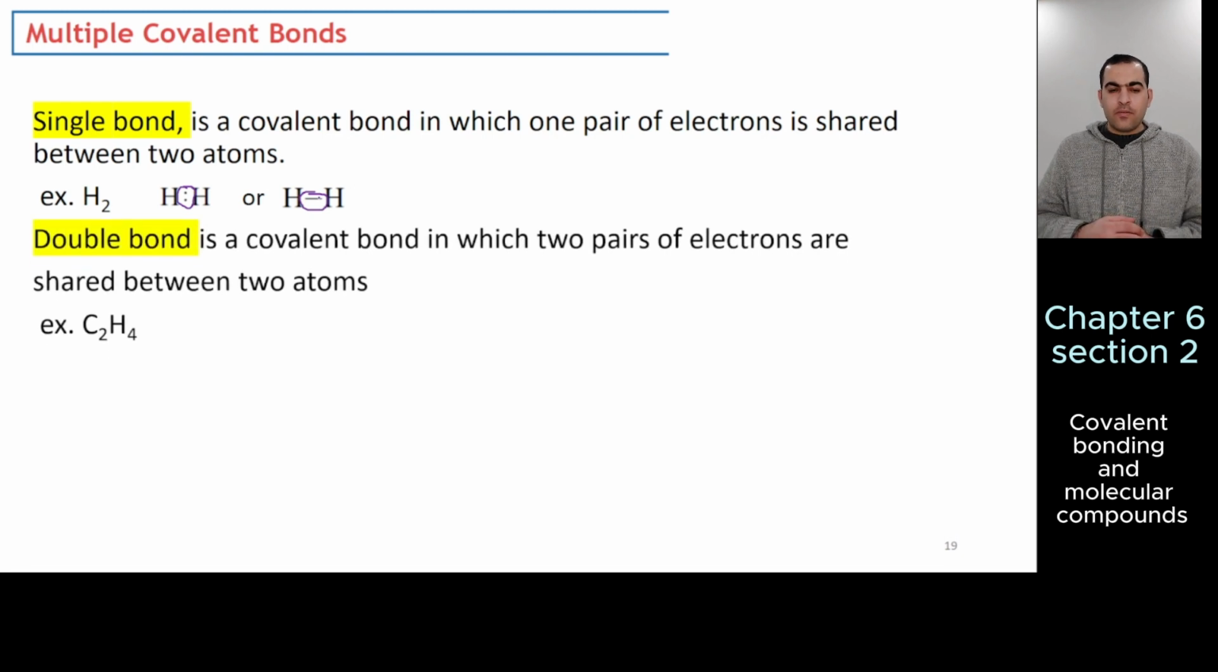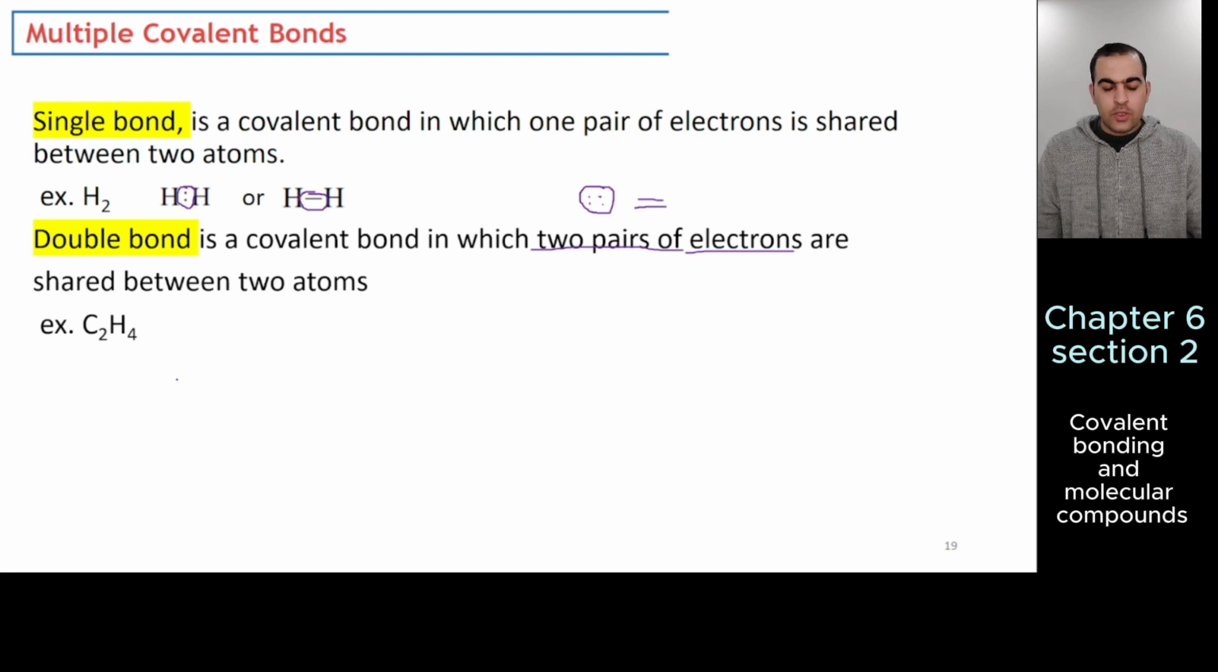What about a double bond? It is a covalent bond. They are all covalent bonds: single, double, and triple, because between metal and non-metal, in ionic bonding, we don't have single, double, and triple. A double bond is a covalent bond in which 2 pairs of electrons are shared between 2 atoms. 2 pairs means 4 electrons, like that, 2 dashes. 2 pairs, 4 electrons. Okay, C2H4.